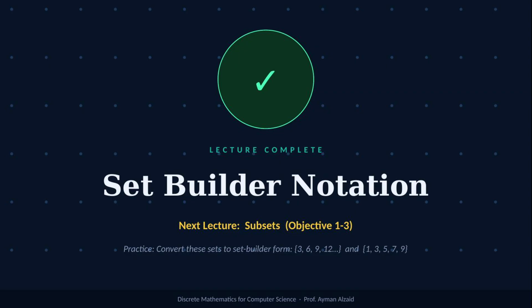Convert these 2 sets into set builder notation using the full form. First set, 3, 6, 9, 12, and so on, the positive multiples of 3. Second set, 1, 3, 5, 7, 9, the odd single digits. Write both out carefully, choosing the appropriate domain and condition for each. Check your work against the definition and bring your questions to the next session.